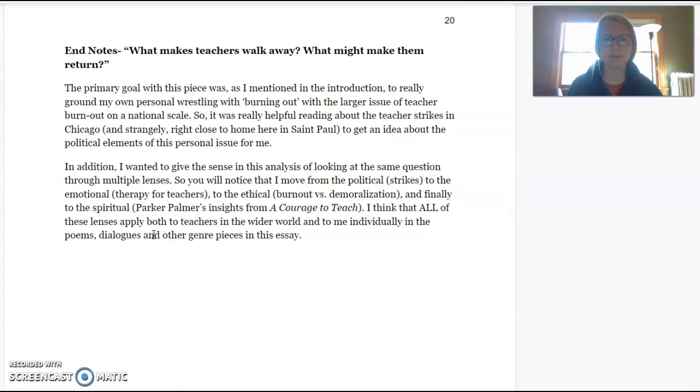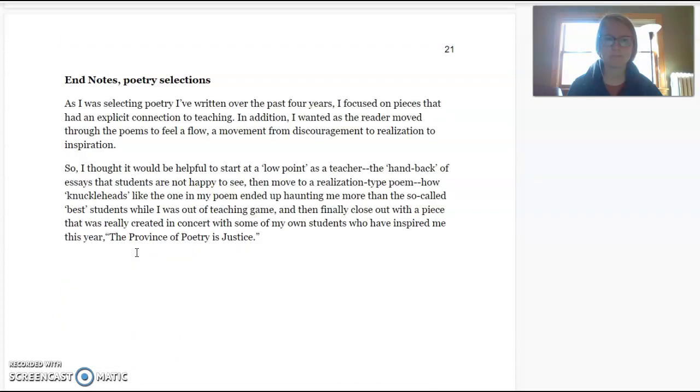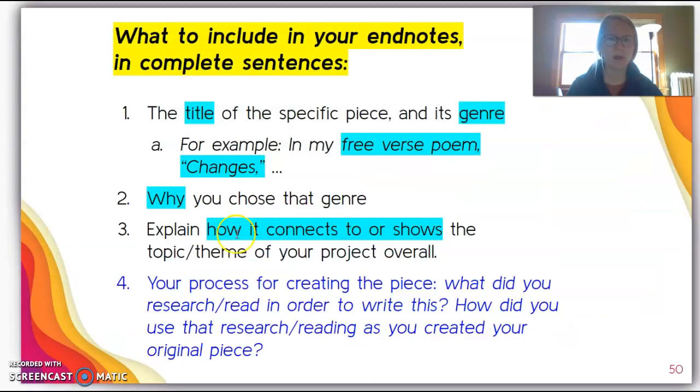Take a second. What do you notice about these pieces? Are they long or short? I noticed that they're relatively short, a couple sentences per paragraph. I noticed that he's trying to tell us why he wrote what he wrote. Okay, so going back to my PowerPoint, let's talk about what endnotes are.